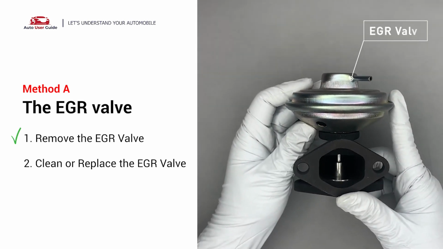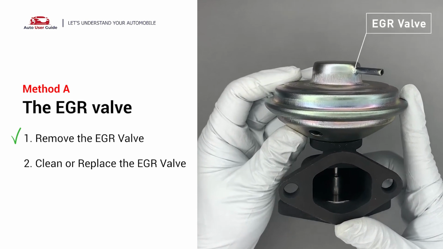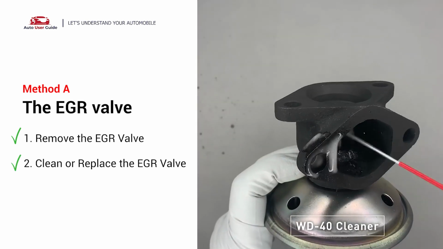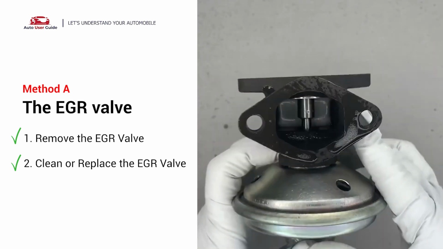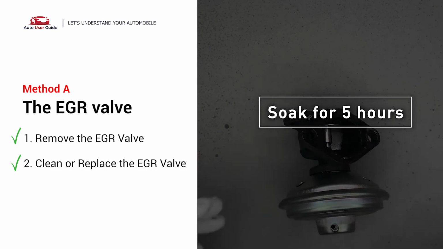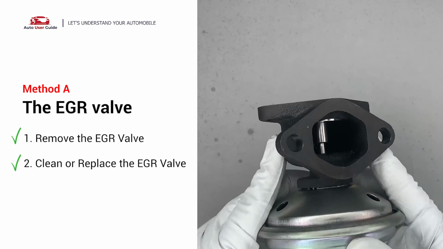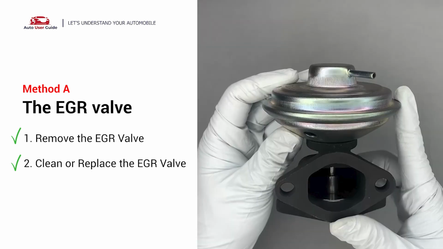First, carefully remove the EGR valve from your car. Turn the EGR valve upside down and fill it up with the WD-40 cleaner. Let it soak for 5 hours for the solvent to get rid of all the carbon buildups. After the clean EGR valve gets dry, reinstall it back in the car. If it is too dirty to be cleaned, you may replace it with a new EGR valve.